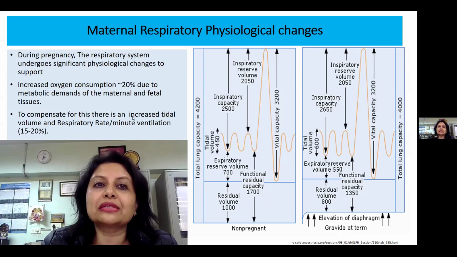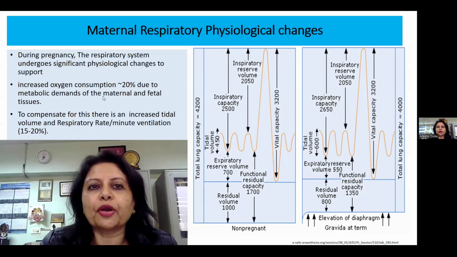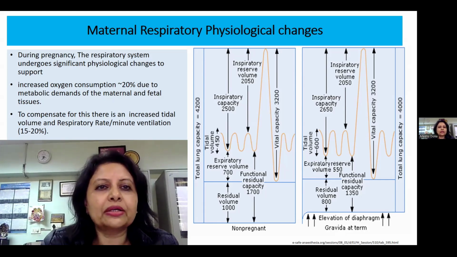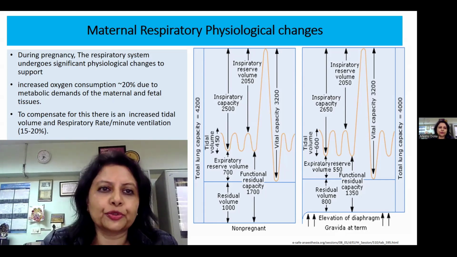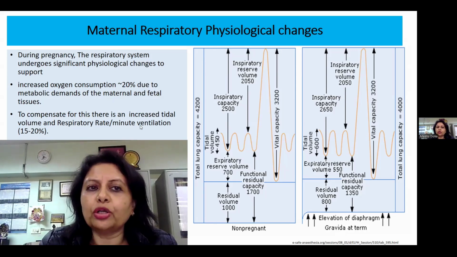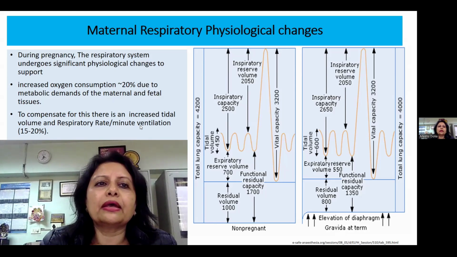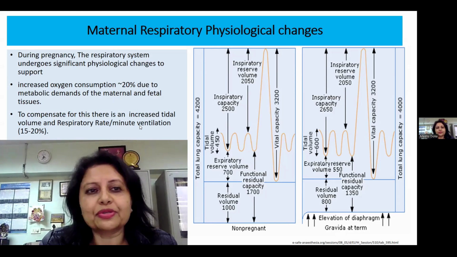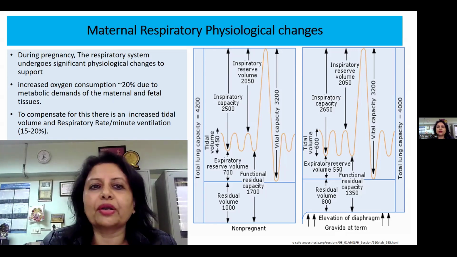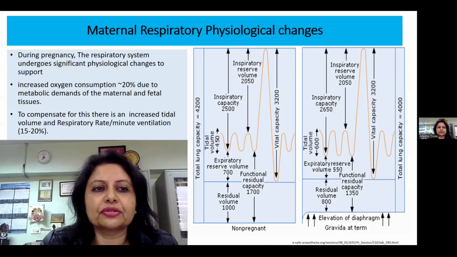And all this is needed because an increased oxygen consumption of approximately 20% is needed to maintain the metabolic demands of the maternal and the fetal tissue. To compensate for this, the tidal volume, which we have just seen, increases by 15 to 20%. The total lung capacity remains about the same, 4,200 to 4,000, but the functional residual capacity reduces.